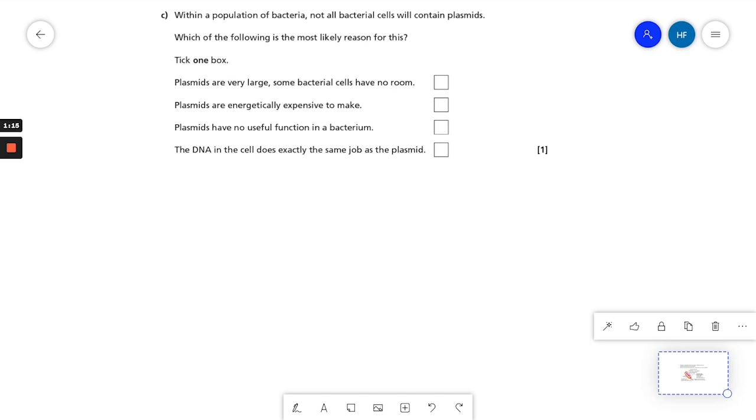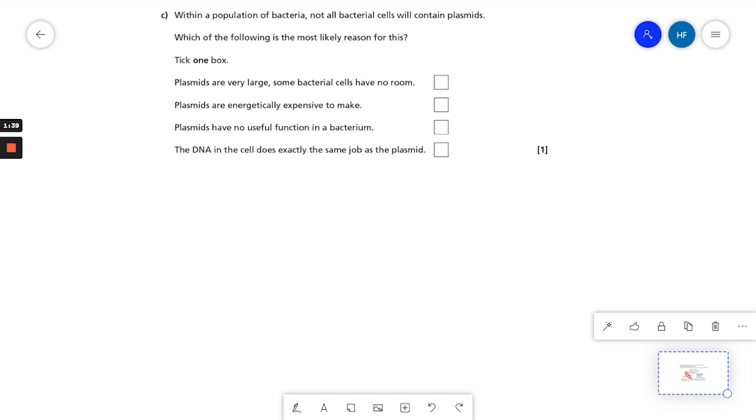Before we go on to exploring the statements, let's just remind ourselves of what a plasmid is and what it does. A plasmid is a piece of small circular DNA found in the cytoplasm of bacterial cells. It is separate from the chromosomal DNA. Remember that bacteria don't have a nucleus, instead they have chromosomal DNA which is free in the cytoplasm.